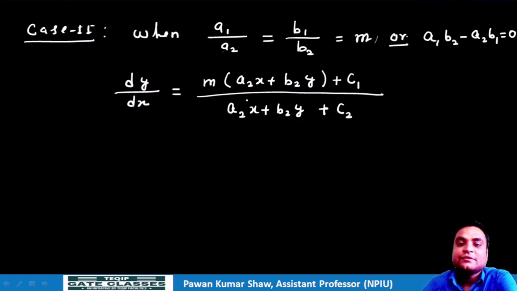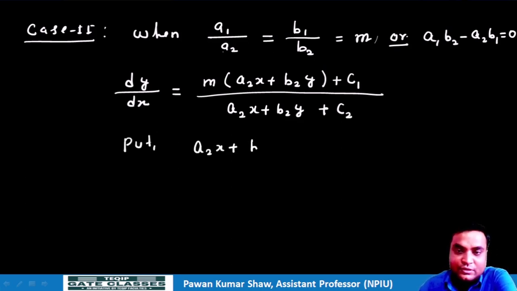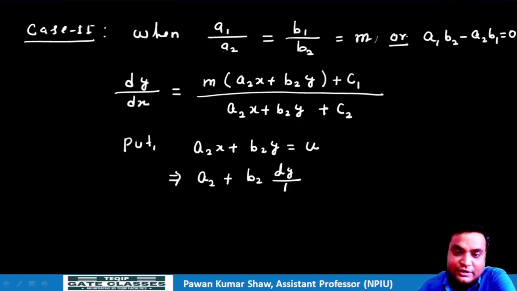And here you can notice that we can do some substitution to convert the problem into a homogeneous differential equation form, or directly after replacement we will be able to convert it into a separable variable form. So after that we will put a2x plus b2y equal to some u, and after that we can write the differential equation in terms of du by dx. If you differentiate with respect to x, a2 plus b2 dy by dx is equal to du by dx.